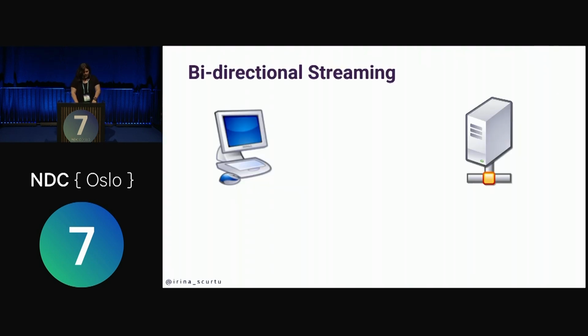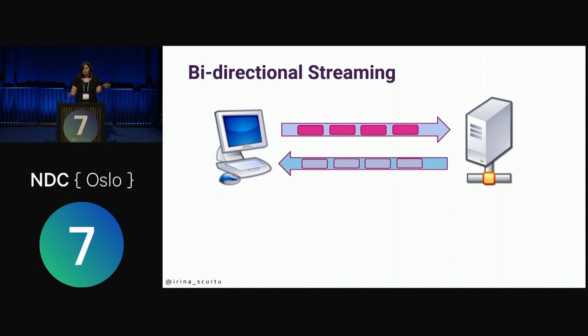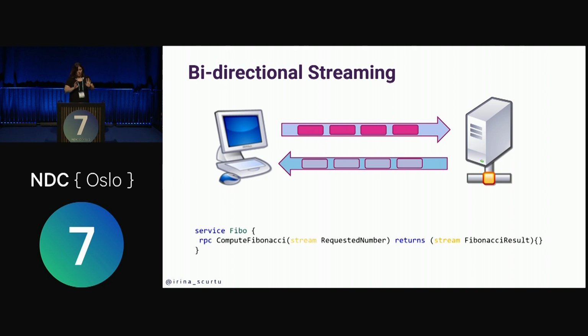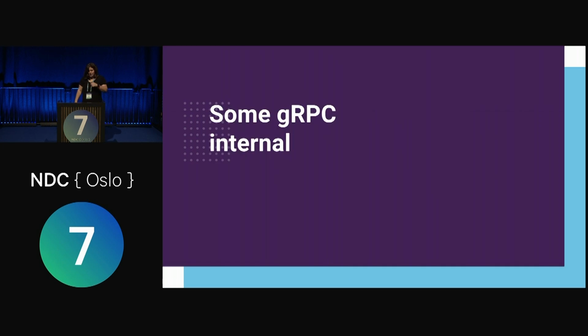And the last one is the same, but it has several things in, several things out. So combine the two of them, and you'll have bi-directional streaming. A quick note, this happens over a single TCP connection. So one line of communication and many things traveling back and forth. How do you write this? By adding the stream keyword, a stream of things in and a stream of things out. Cool. Let's see some code.